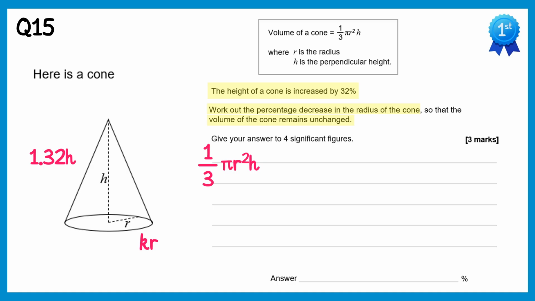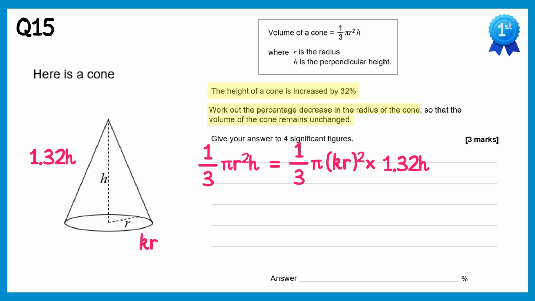So the volume of the original cone is 1/3 times pi r squared h. We've already written that down. But the volume of the new cone after those lengths have been changed needs to be the same as this. So this must equal 1/3 times pi times the new radius squared, which is kr squared, times the new height, which is 1.32h. So these two must be the same. On the left we have the volume of the original cone, and on the right we have the volume of the new cone, with the radius and the height changed.